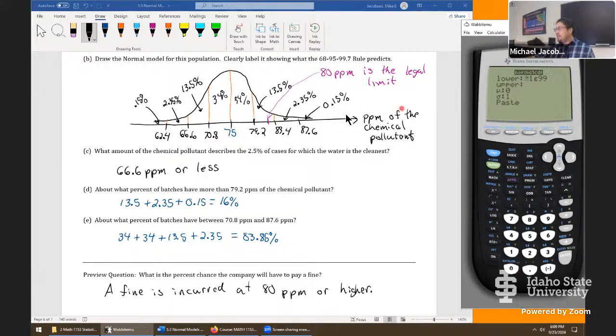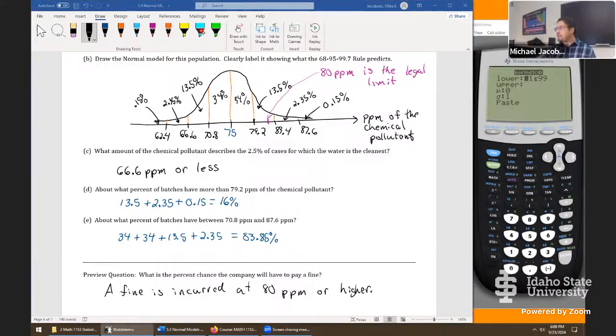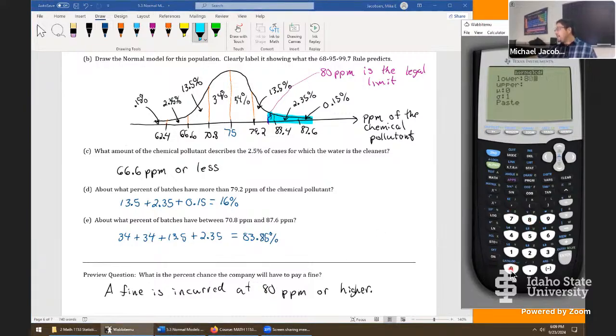What's lower? It's like a cutoff. It's that value right there. That's the lowest value we want to take because we're trying to find this area. We're trying to find that area going to the right. So our lower value is just the lower bound. 80 parts per million we wrote down here as well. So we just throw in an 80, hit enter.